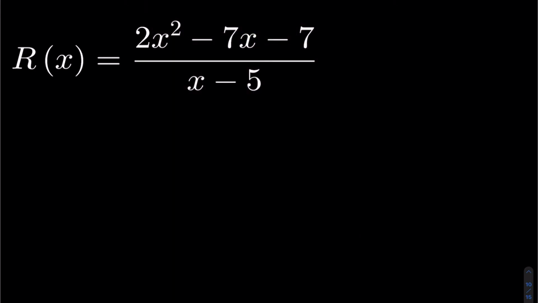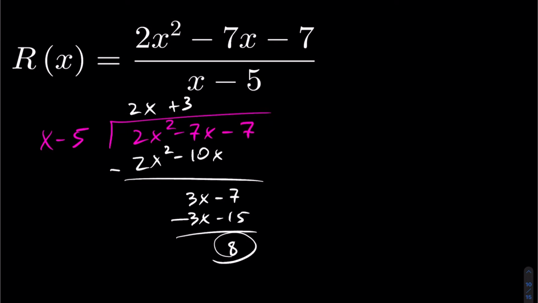In our first example, we have a rational function. I want to go ahead and find the slant asymptote. What we do first is we go to long division. I'm going to take my divisor of x minus 5 and divide that into the polynomial in the numerator. Going through long division, I end up getting that my quotient is 2x plus 3, and my remainder is an 8.